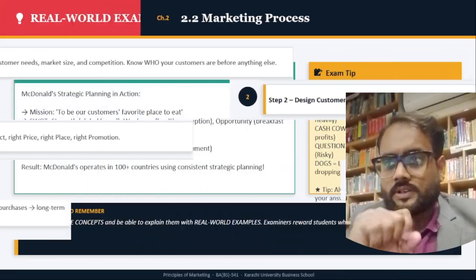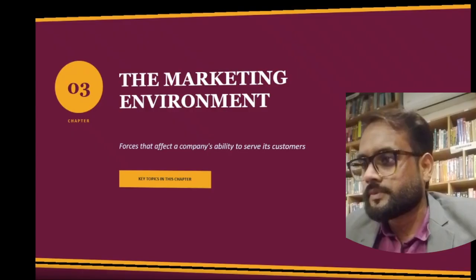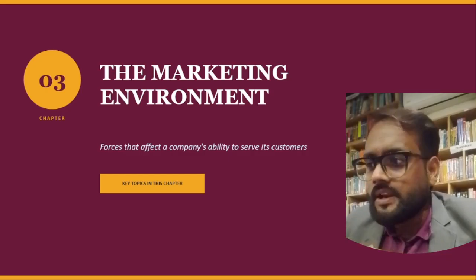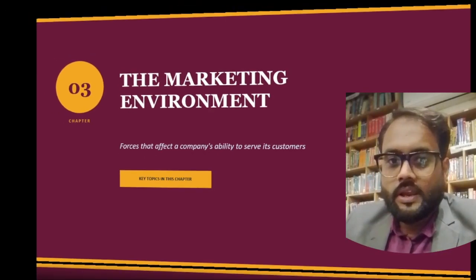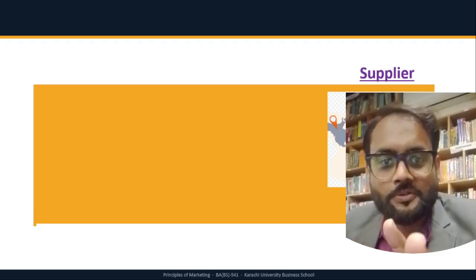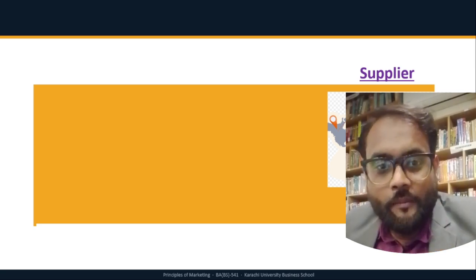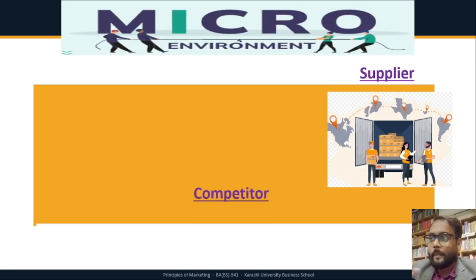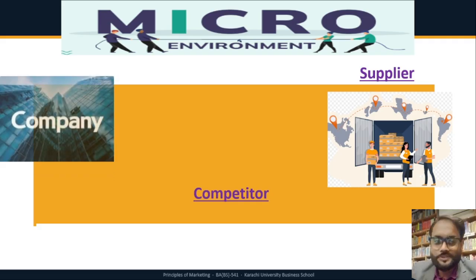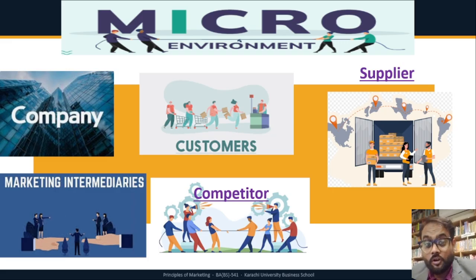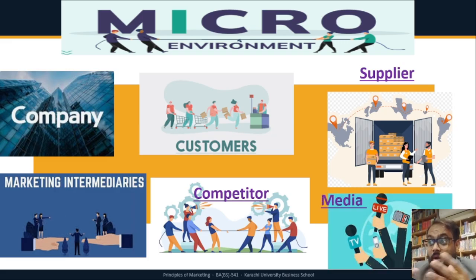Let's move toward the next chapter, which is the marketing environment. In the marketing environment, you are talking about two things. The first is the micro environment, and the second is the macro environment. In the micro environment, you are talking about the company, the customers, suppliers, competitors, marketing intermediaries, the media, and different small channels. Micro means small, so these are the internal things that you are working on.